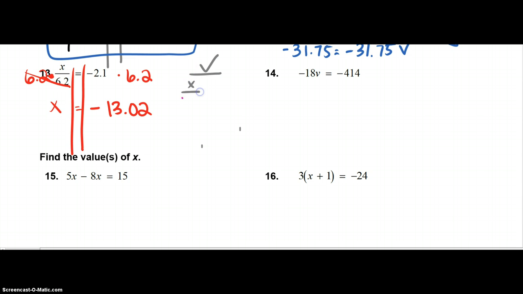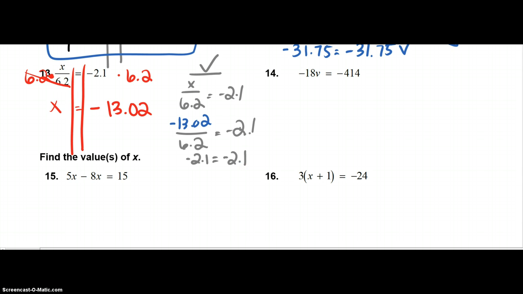Again, we're going to do our check step. So x over 6.2 equals negative 2.1. We're going to rewrite this with what we found our variable to be, negative 13.02 divided by 6.2 equals negative 2.1. And we are correct here. If we do our division to the side, negative 13.02 divided by 6.2. 6.2 is our divisor. Remember, our divisor always has to be a whole number. So we end up getting negative 2.1 equaling negative 2.1.